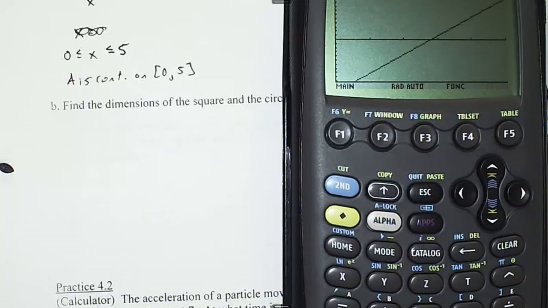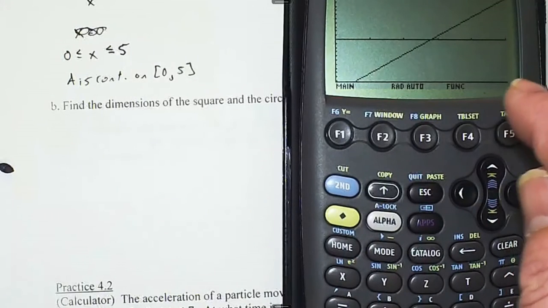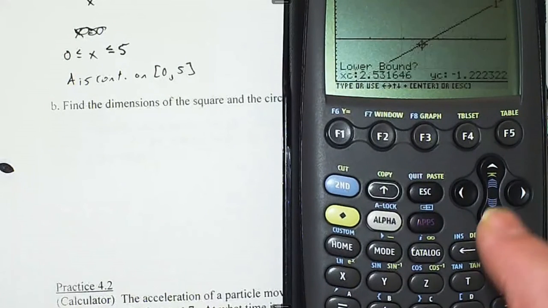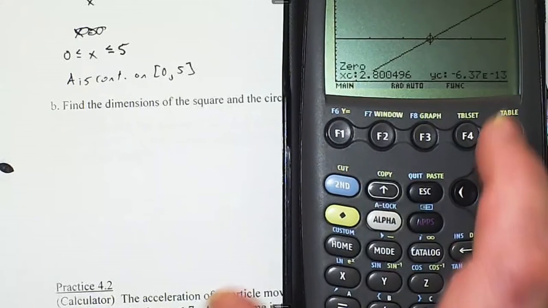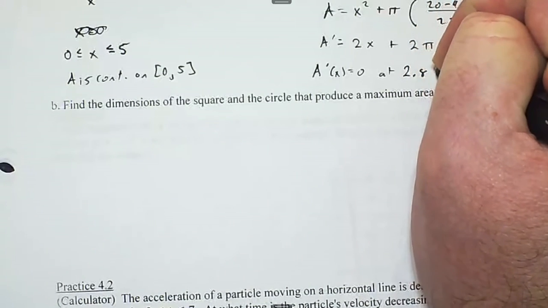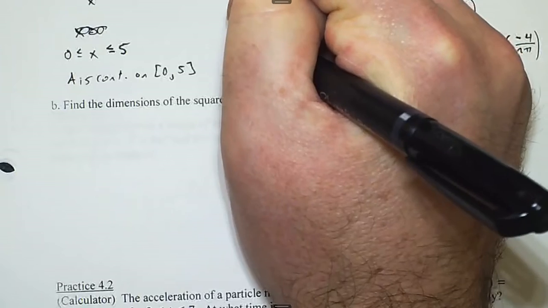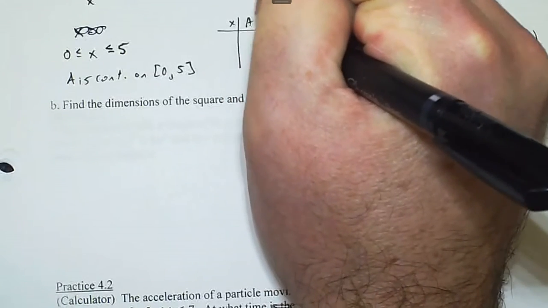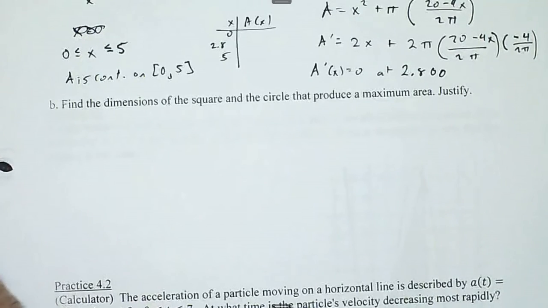Yeah, because that's the interval that we're looking at, right? So I will then find my zero. So I'll say F5, zero, lower bound, and upper bound. So that's 2.800. So to do the candidates test, I simply need to evaluate at each one of these values: at 0, 2.8, and 5. So we'll go and do that.